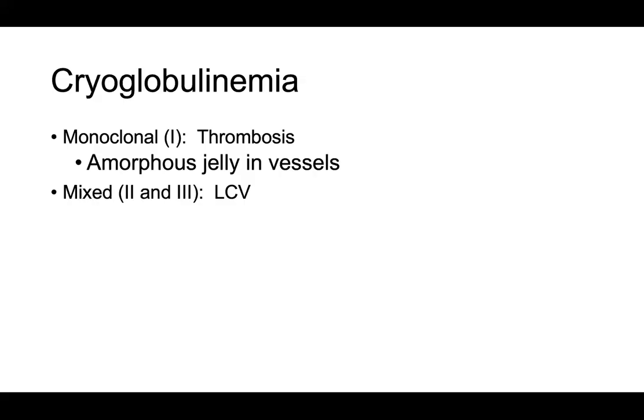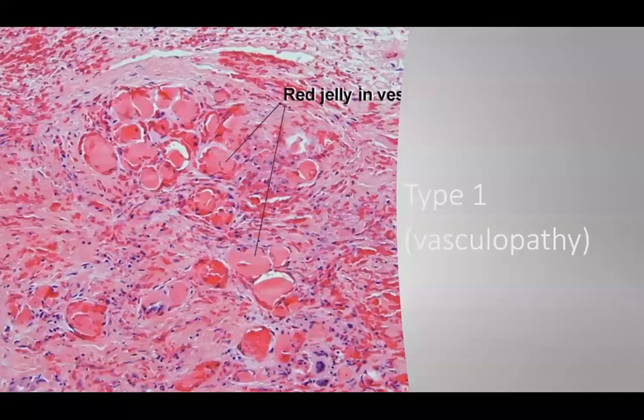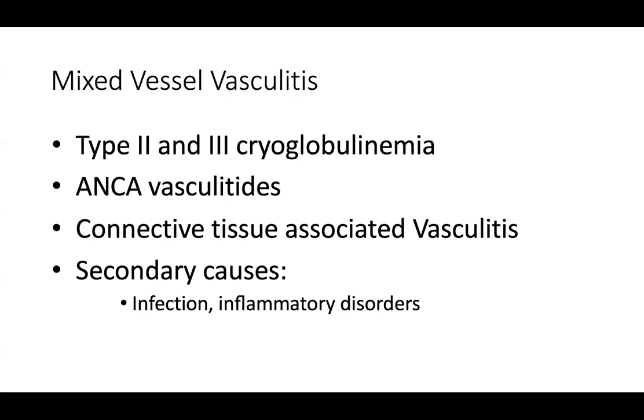The mixed types include 2 and 3, and you'll see both monoclonal and polyclonal, and that results in leukocytoclastic vasculitis. Mixed vessel vasculitis does include the type 2 and 3 cryoglobulinemia, as I mentioned, and it also includes ANCA vasculitides, connective tissue associated vasculitides, and secondary causes, as well as infection and inflammatory disorders.